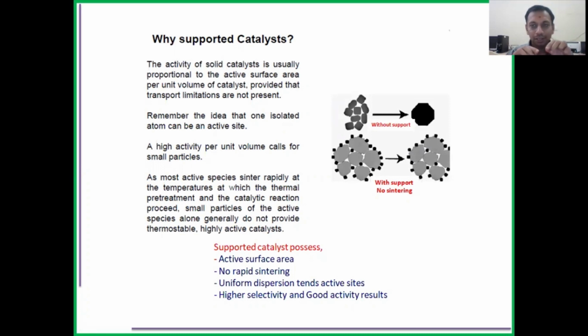Active site is like a seed. It can help to convert reactant to desired product if your system is optimized. A supported catalyst possesses active surface area, no rapid sintering, and uniform dispersion of active sites. As I just mentioned, uniform dispersion of active sites means no rapid sintering can happen. Higher selectivity and, at last, good activity, meaning good conversion, is also possible with the desired product selectivity. So this is a very important concept when you talk about supported catalysts.